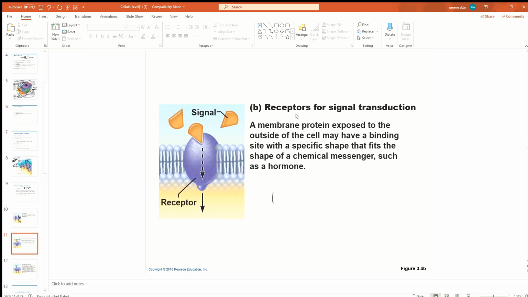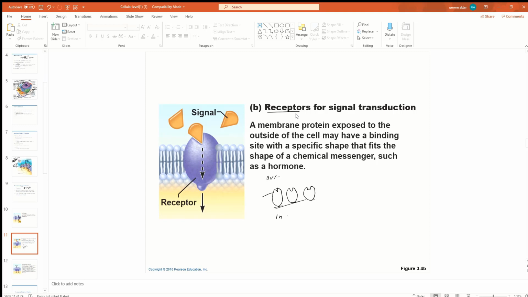Let me give you an example. This is one integral protein, and this one has a binding site which is triangular. This is another integral protein. This one has a round binding site, and this is another integral protein. This one has a square or rectangular binding site. So these are three integral proteins. They are working as receptors, and this is outside of the cell and this is inside of the cell. This is the cell membrane, right?